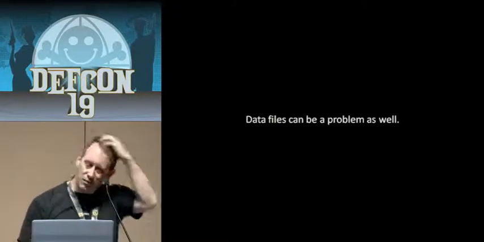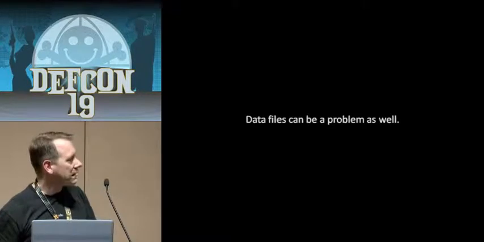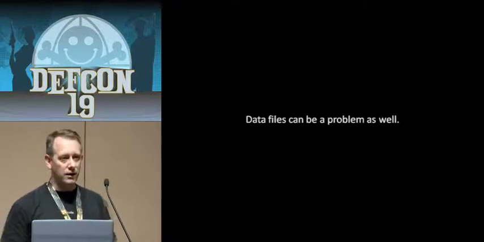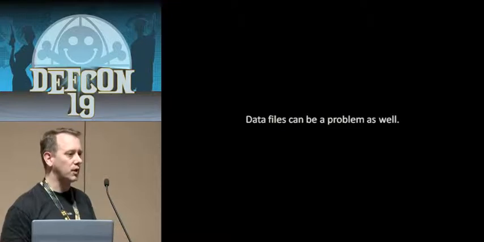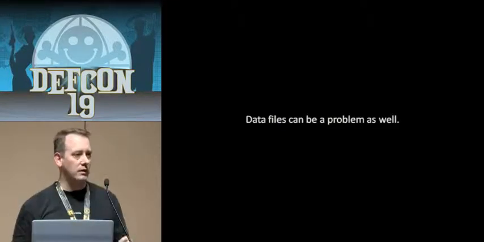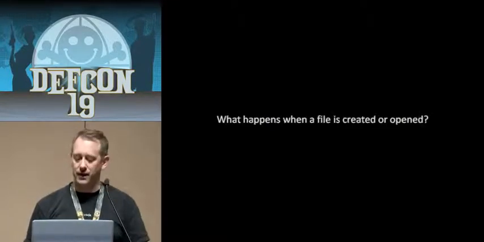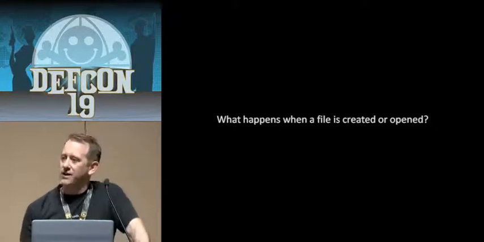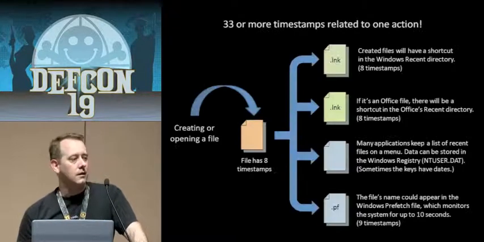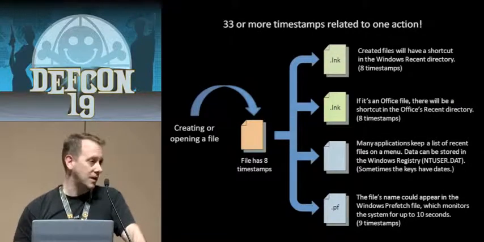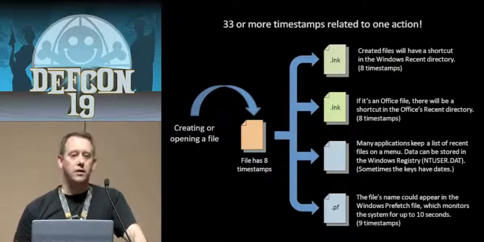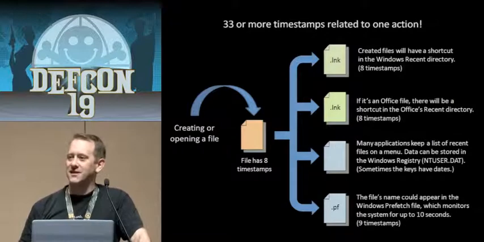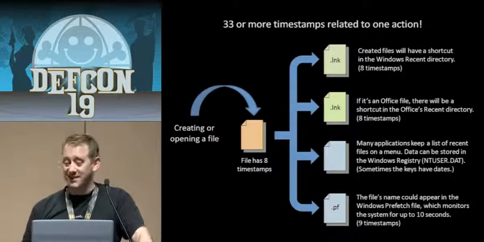All right, so we've got a problem. We've been running into a system, we're taking a look at it. We pulled out our utility timestamp, or we broke out Metasploit. We're timestomping it all over the place, and well, now we've got to worry about what's inside the file. So what happens when we create or open a file? Well, there aren't 4 timestamps, there aren't 8 timestamps, there are 33 timestamps. Holy Hannah, that's a lot to go fix.